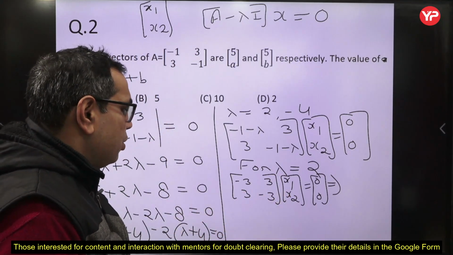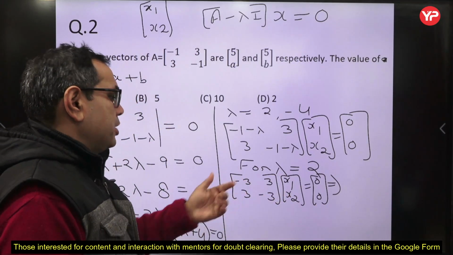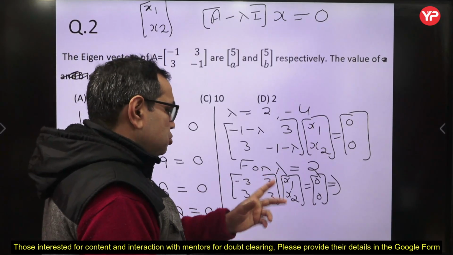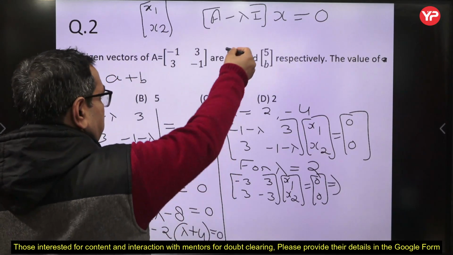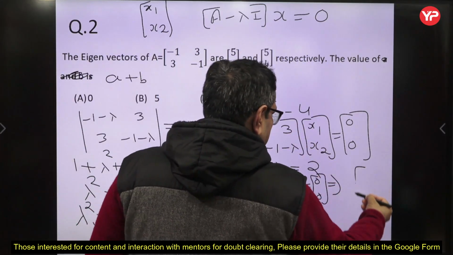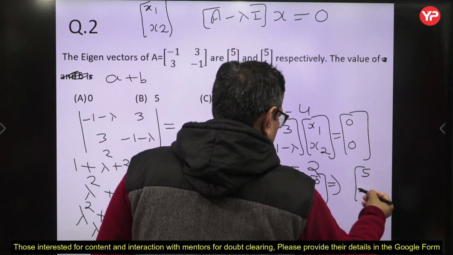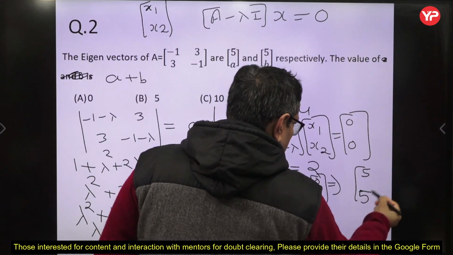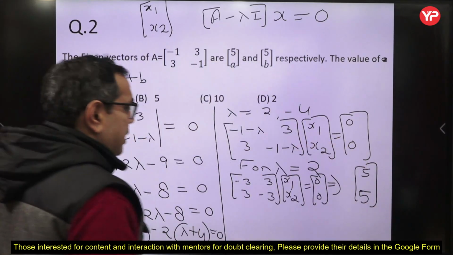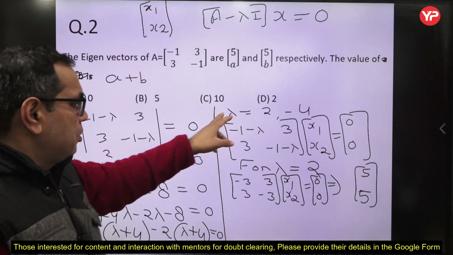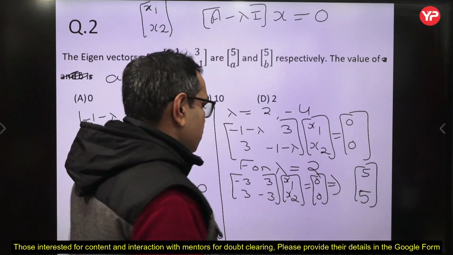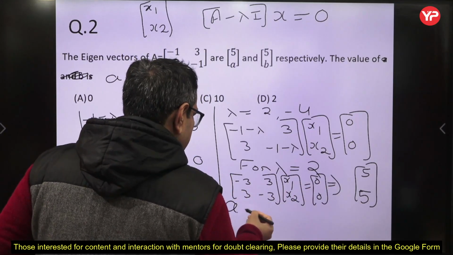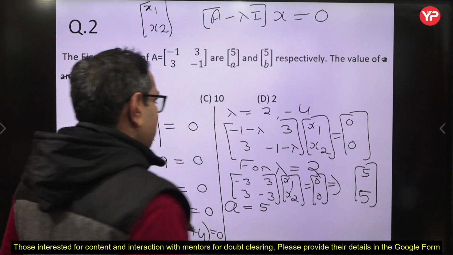So here we are getting x1 equal to x2 actually. Both x1 and x2 must be equal, right? Now here we need 5. So it means we need to take this 5. Both are equal, so this is also 5. So this is the eigenvector corresponding to lambda equal to 2, that is [5 5]. So a is equal to 5. On comparison, we can say that a is equal to 5.